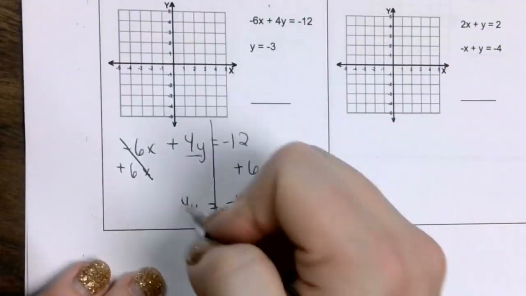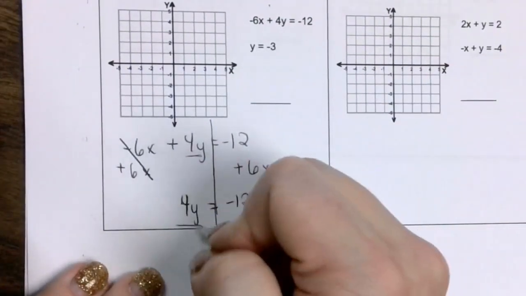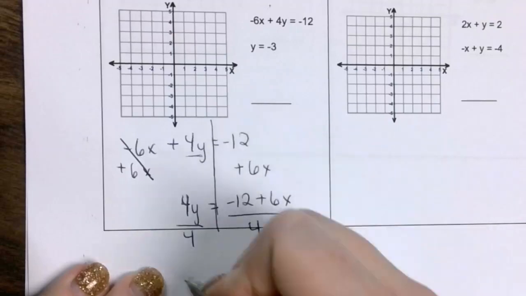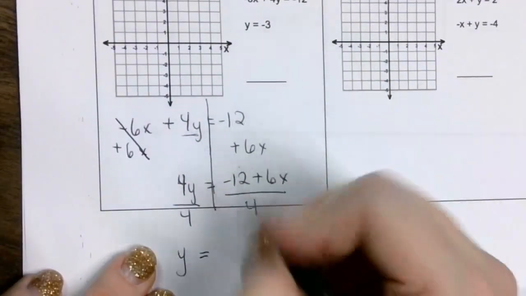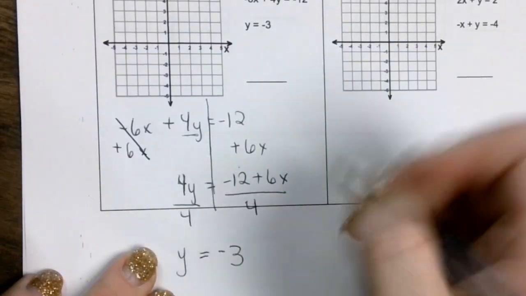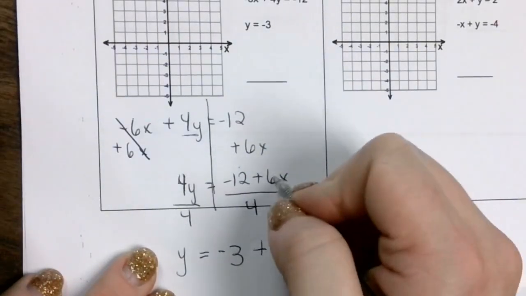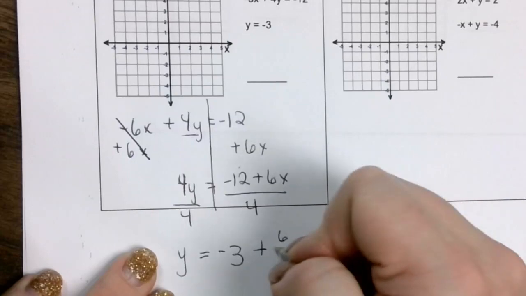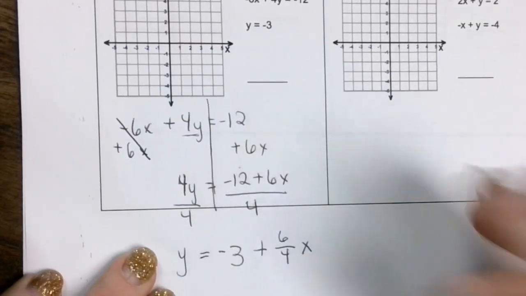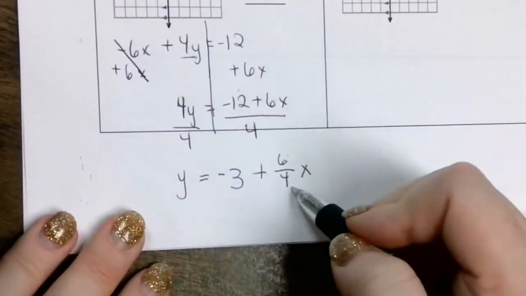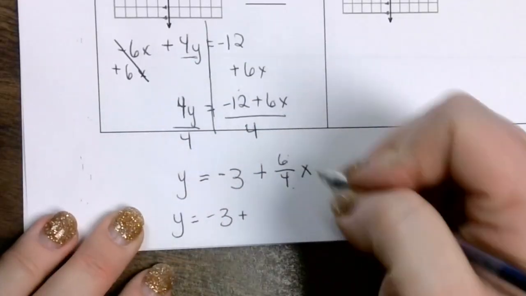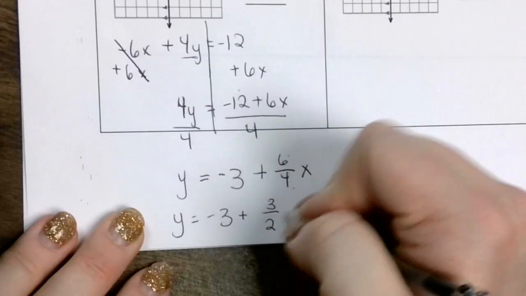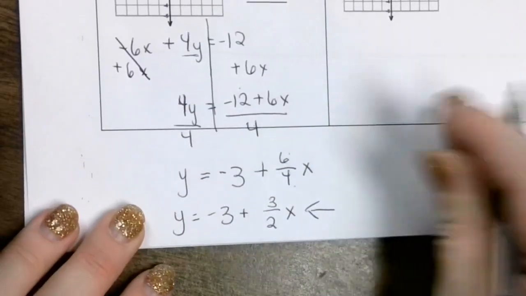Okay, next I'm going to divide this by 4 because again I want to get the y by itself. Alright, I know -12 divided by 4 is -3. I don't think that 6 can go into 4, so I'm just going to write 6/4x, which some of you might have recognized. 6/4 does reduce. I can take a 2 out of the top and bottom, giving me 3/2x. So this is the equation we're going to graph.